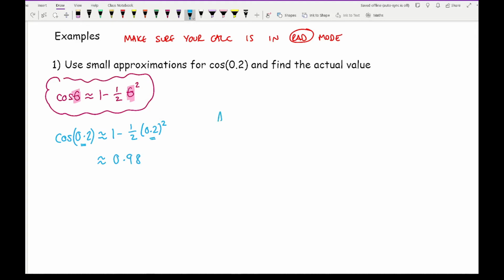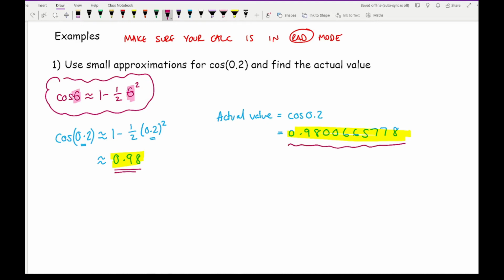Now in terms of the actual value, this is where I actually need to substitute it in. So the actual value is typing in cos 0.2 into my calculator. So I've got cos of 0.2 equals, and I get an answer of 0.98006657778. And you can see in terms of comparisons of these two values that my approximation to 2 decimal places is pretty spot on. In my approximation, it's just given me 2 decimal places, whereas my actual value is an irrational number. We can see that they are very, very close.